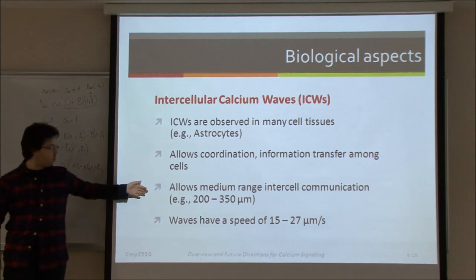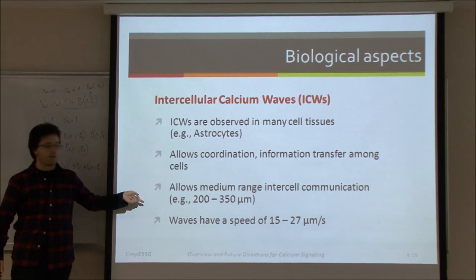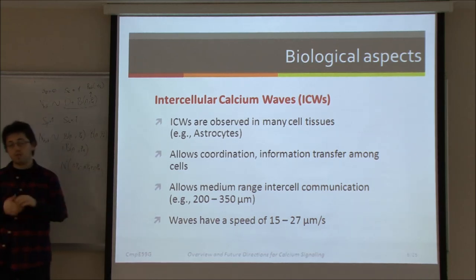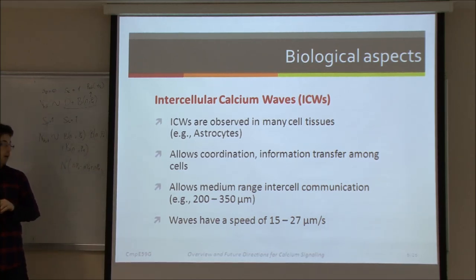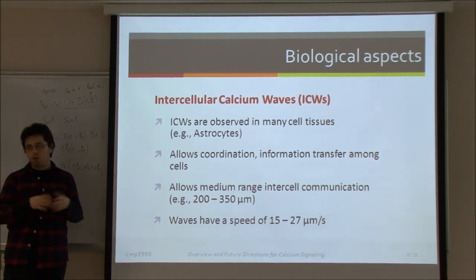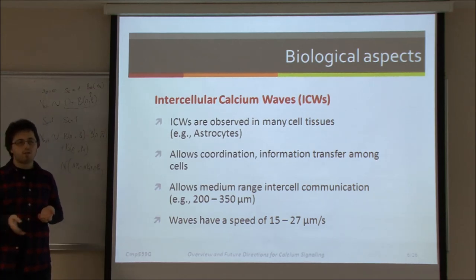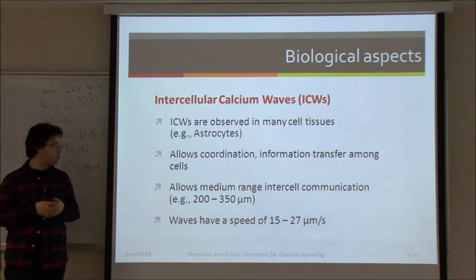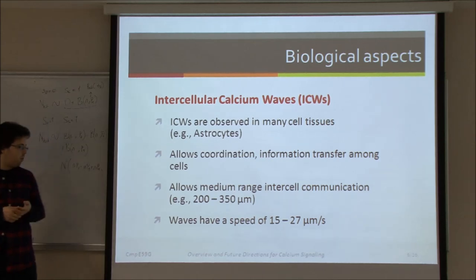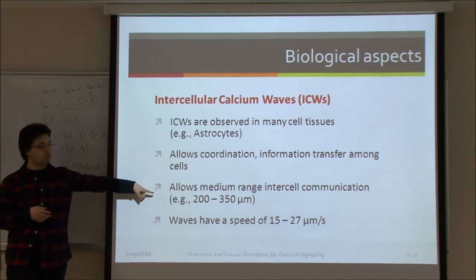The good part is, compared to regular diffusion, it has a longer range. Because as far as we can see from our simulations and analytical results, diffusion in a normal environment can go like 15, 20 micrometers for reasonable communication. Beyond that, the symbol duration is too much for a serious communication. But here, in the ICW cases, you can reach those ranges.